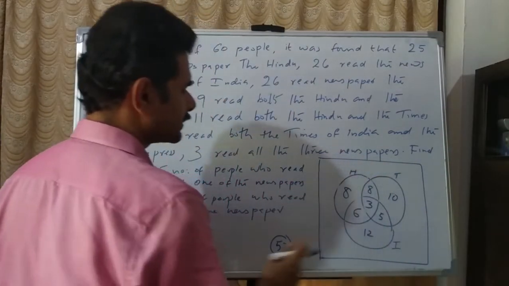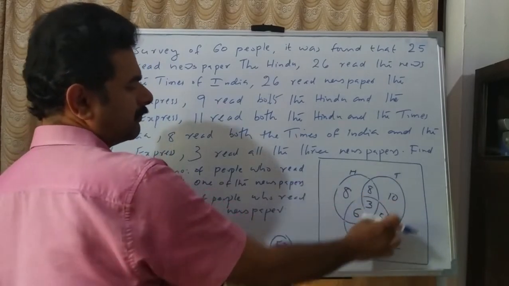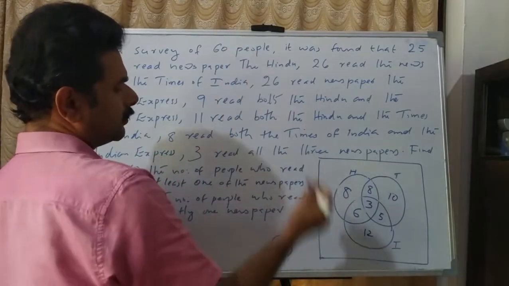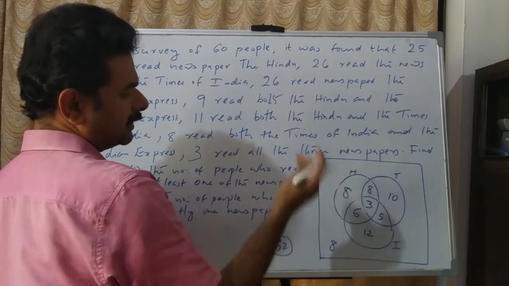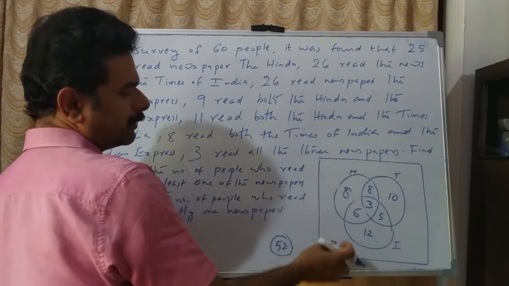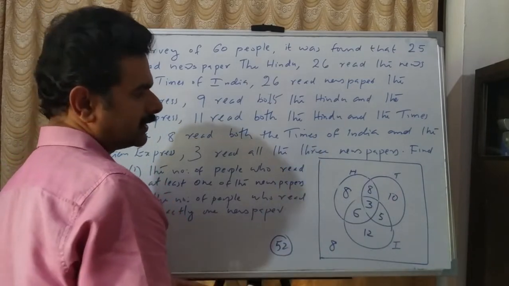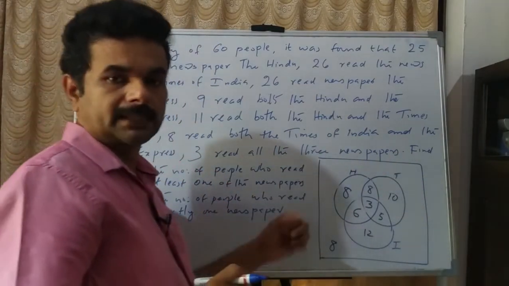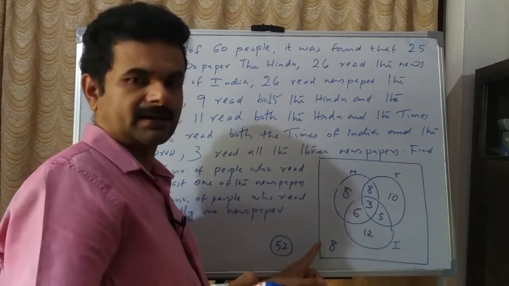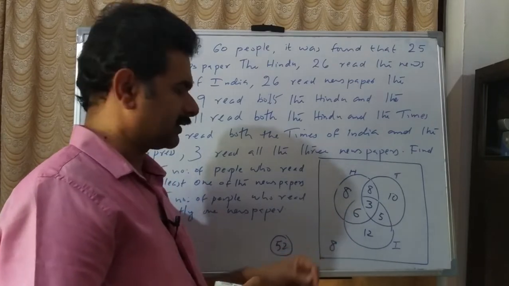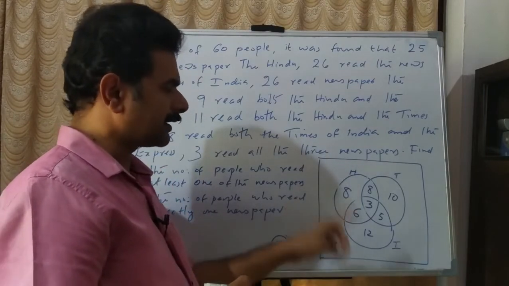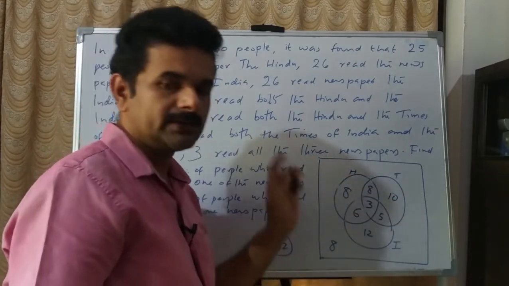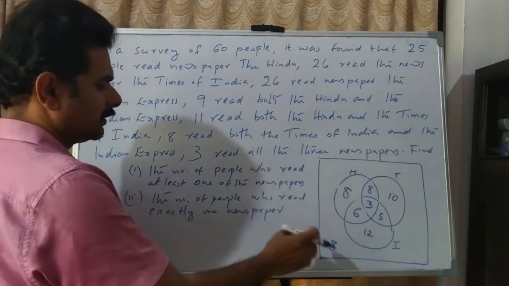How many people are extra? We got the number 52, but it is given as 60. So 8 people are extra. These 8 people are not willing to read any of these 3 newspapers. Sometimes they may read Mathrubhumi or Malayala Manorama or Udayavani, etc. So these 8 people are not interested to read any of these 3 newspapers. Clear? So that is okay.